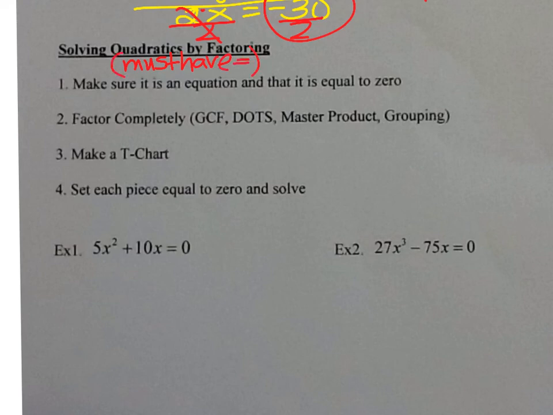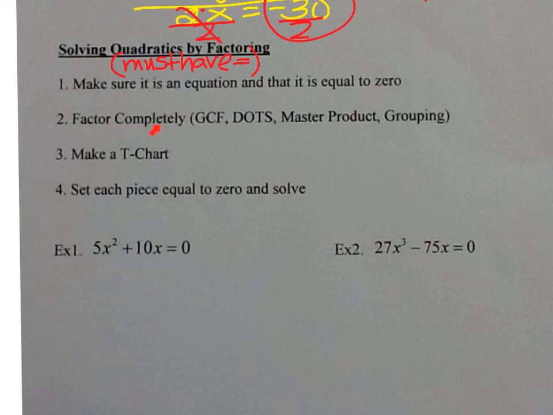Okay, so if you want to write that, you can. If it doesn't have an equal sign, it's just an expression. You can't solve it. Okay, and so make sure it is an equal sign, and you always want to make sure it's equal to 0. So if it's not equal to 0, you have to put it in the correct form. You have to get it to equal 0.